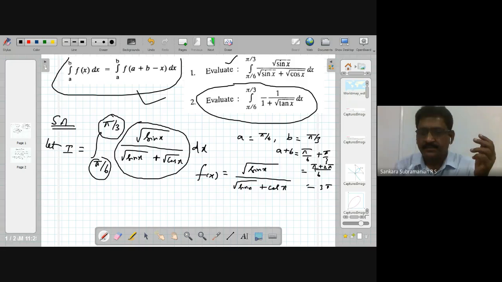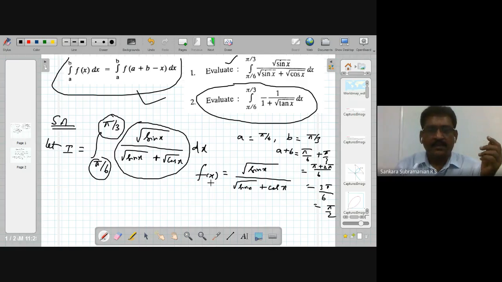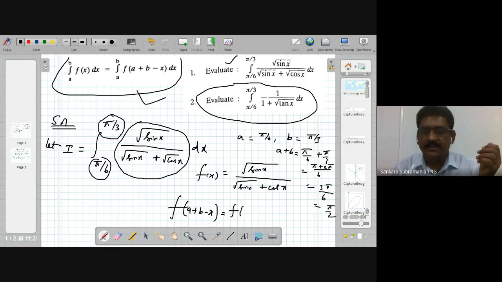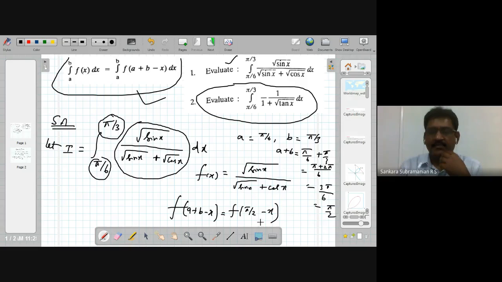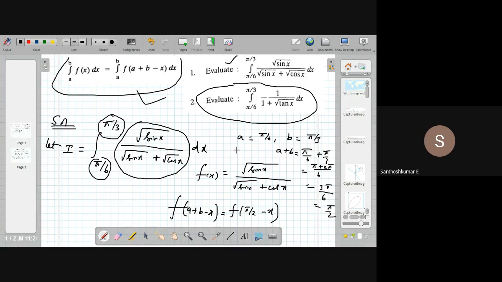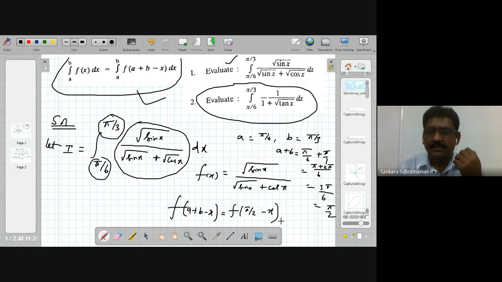which is equal to pi by 2. So therefore what happens if I put f of a plus b minus x? Since a plus b is pi by 2, you get f of pi by 2 minus x. What is sin of pi by 2 minus theta? Cos x. Okay.